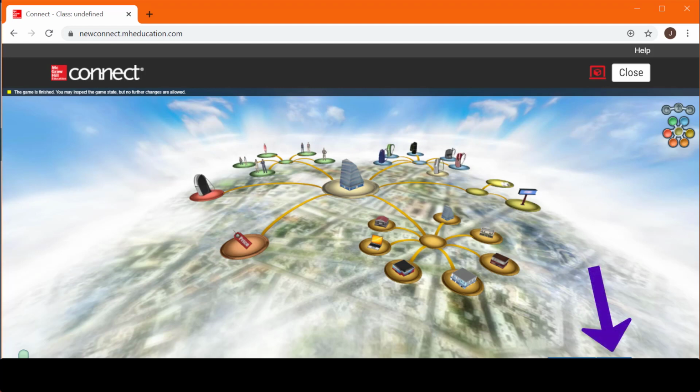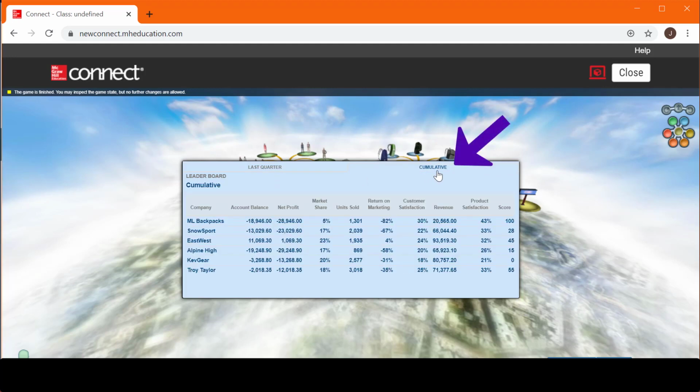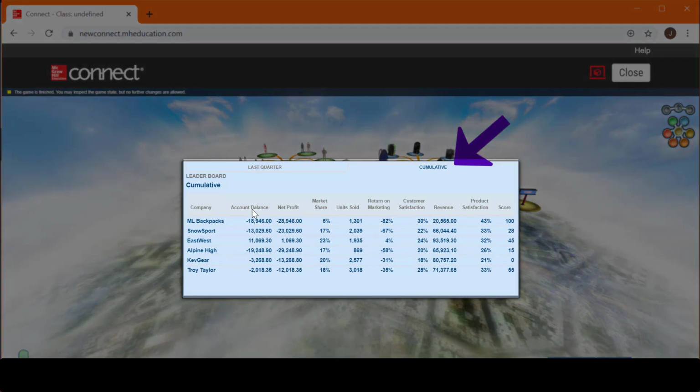One of the first places you're going to need to go to when doing the tutorial assignment is the leaderboard. The leaderboard is located down here on the bottom right-hand side, and you'll get your last quarter's results. You'll also want to look at the cumulative results there too. You can see what your account balance was, how much money you have in the bank. If you click on the header, as I just did a couple of times, you can see who finished in first place and who finished in last place in all the competition.